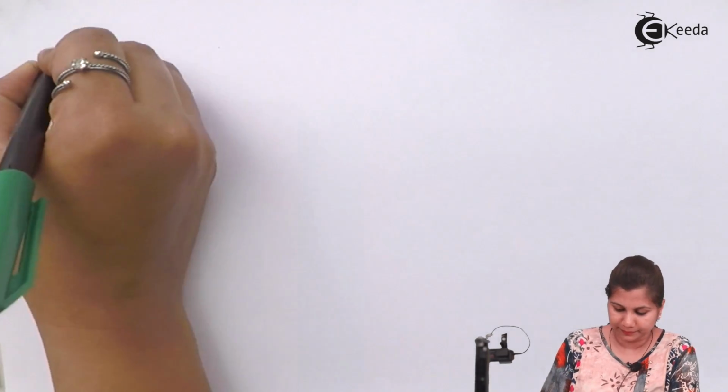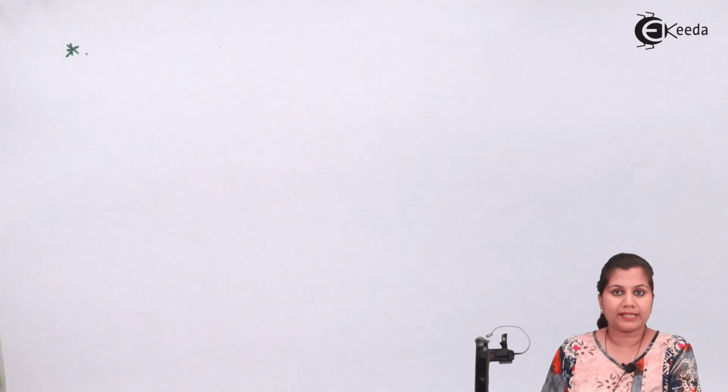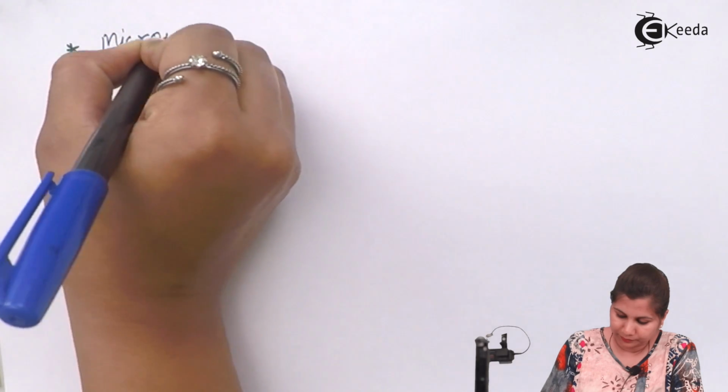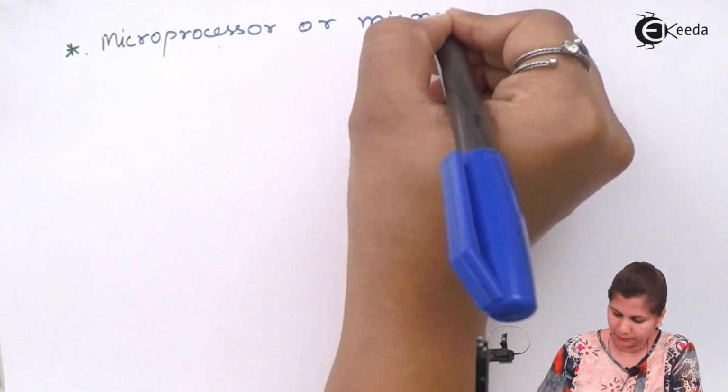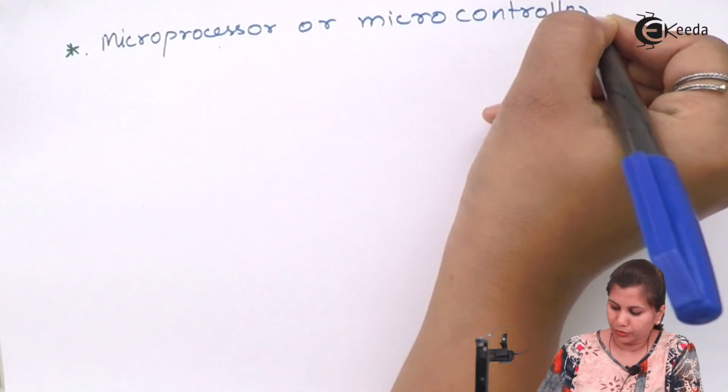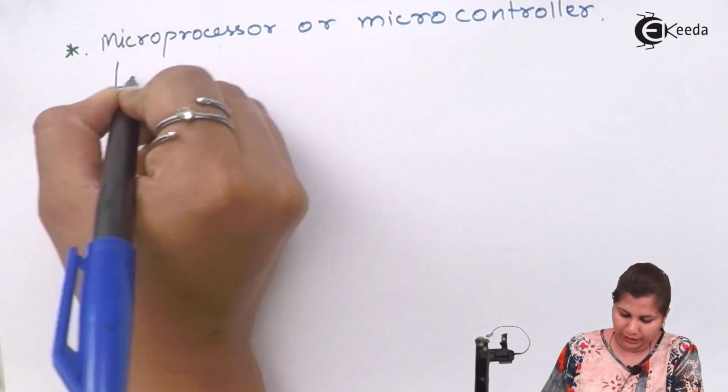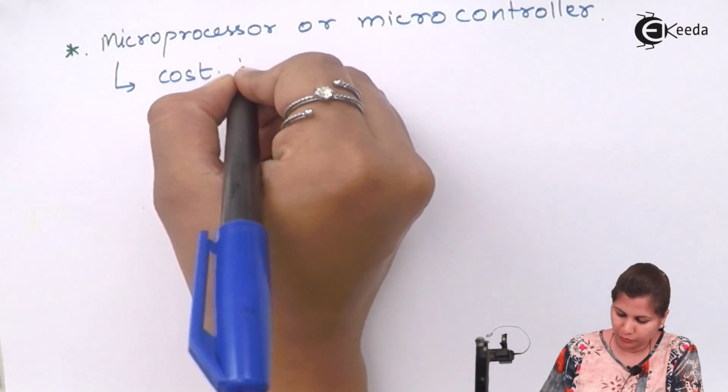Next is, in the embedded system, we know that the main part or the heart of the embedded system is the microprocessor or the microcontroller. So the second way of doing optimization is by optimizing the microprocessor and the microcontroller used in the system. How can we optimize it? The cost of the microprocessor or microcontroller should be minimum. So for that, its cost should be low.